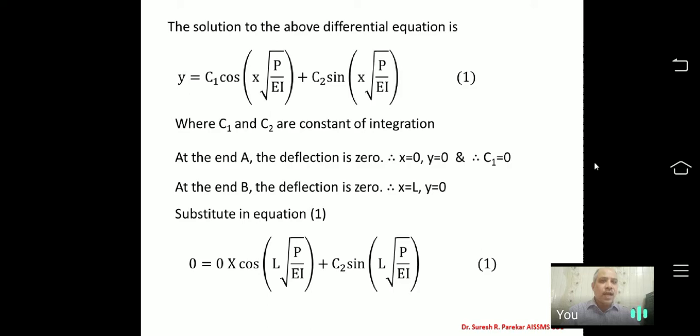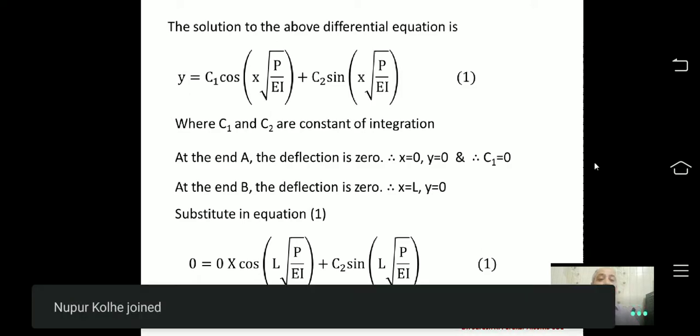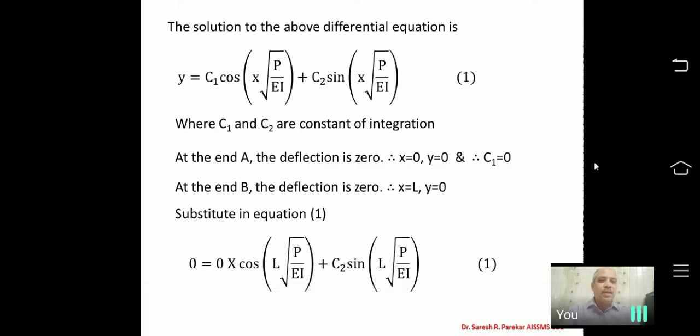Either c2 or the sin term is 0. But c2 cannot be 0. If c2 becomes 0, then we have y equal to 0 always, and we are not going to get any equation. Therefore, c2 should not be 0. Then we have sin of L root P upon EI equal to 0.